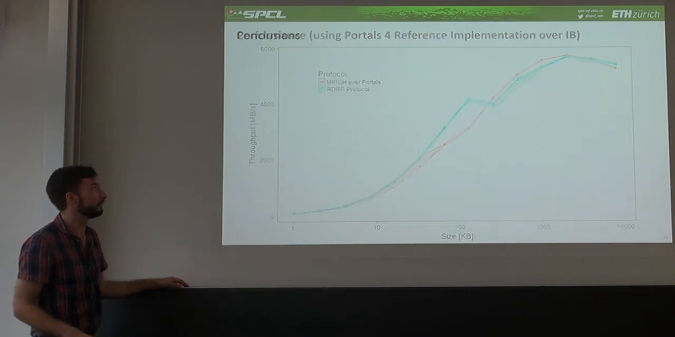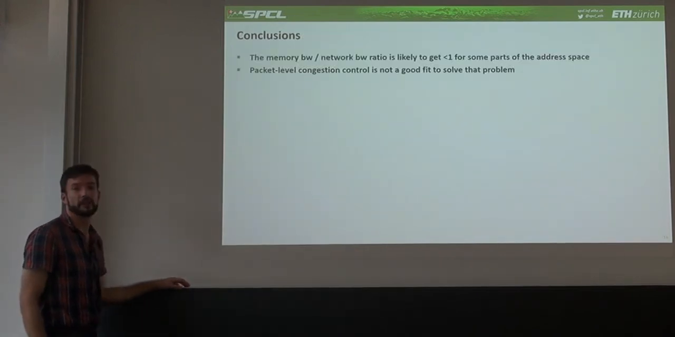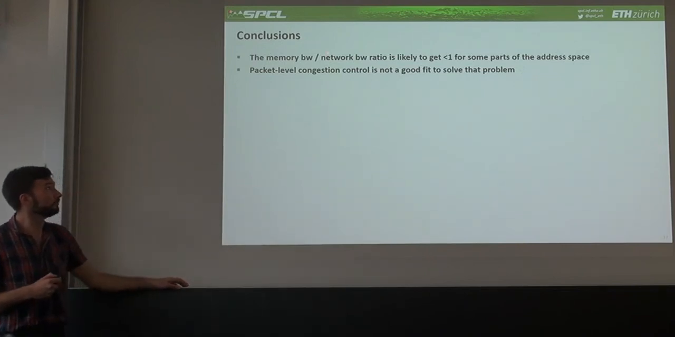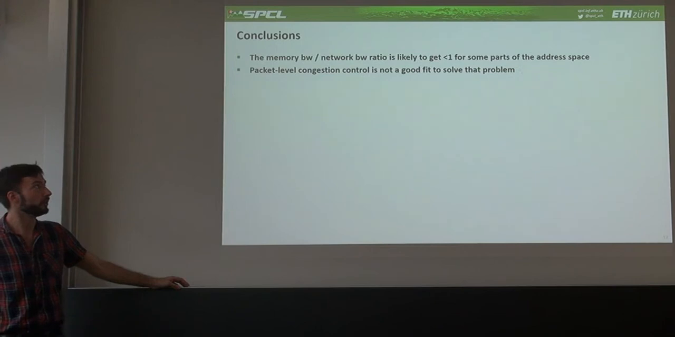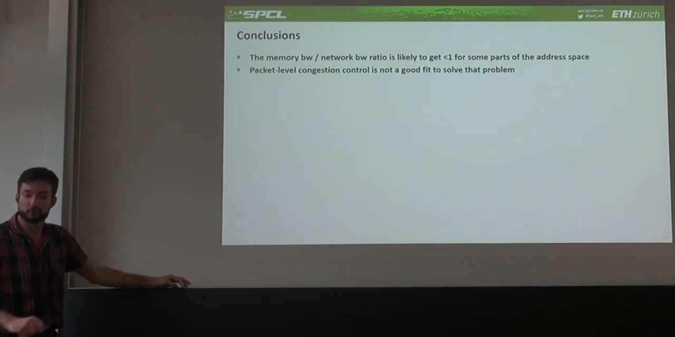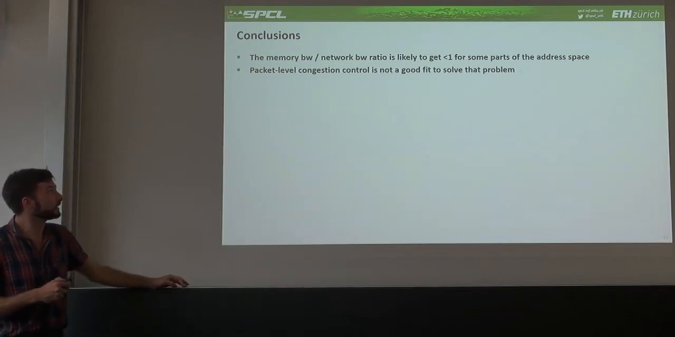This concludes my talk, so let's reiterate what we saw today. We saw that the memory bandwidth to network bandwidth ratio is likely to get smaller than 1 for some parts of the address space. This is a very novel problem because previously networking stacks have been designed to simply push data into the network as fast as possible. So we need to rethink this.